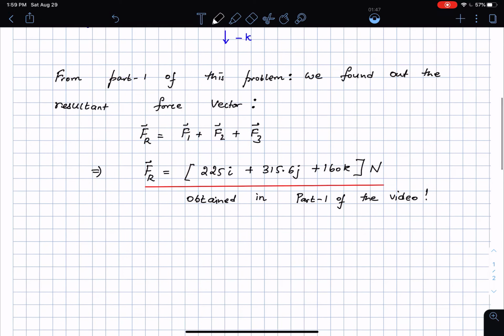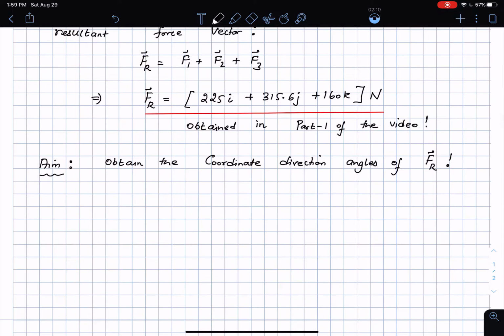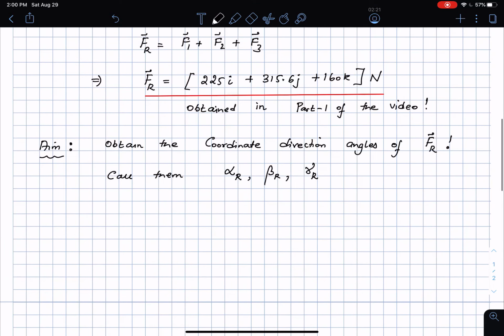Alright, what's our aim now is to obtain the coordinate direction angles of the resultant vector, of Fr. And I'm going to call them alpha r, beta r and gamma r. Okay, and how to find that. So first step is first of all write the magnitude of Fr.